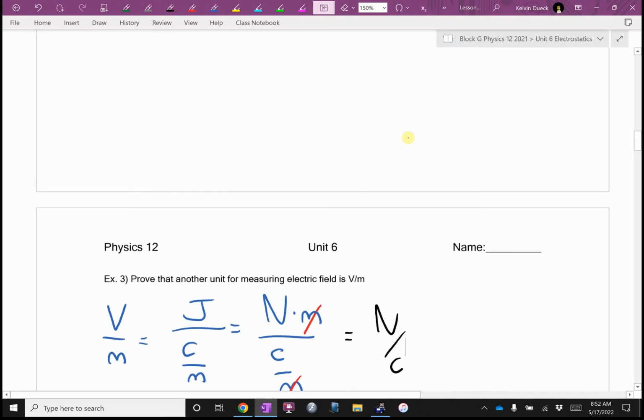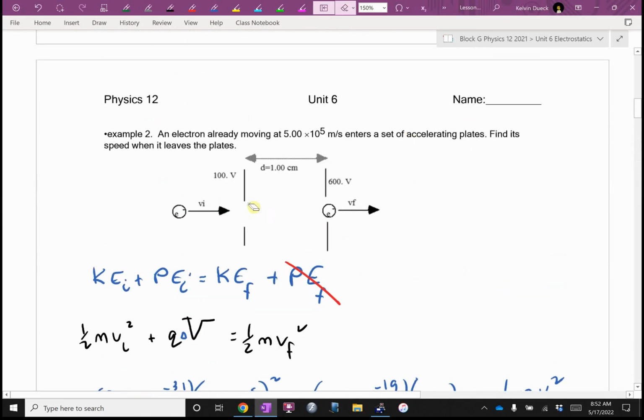So if I scroll back, the reason this electron is accelerating, it must be experiencing a force. If it's experiencing a force, that must be because there's an electric field acting on it, because that's what causes charges to accelerate, the same way gravitational fields cause masses to accelerate.